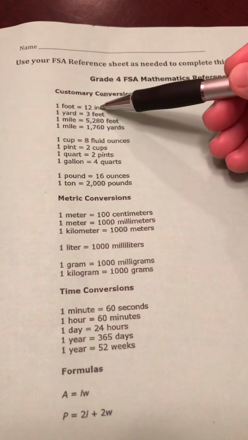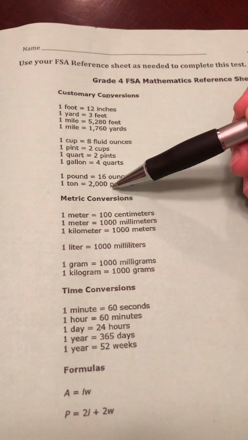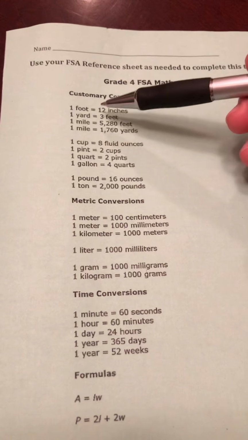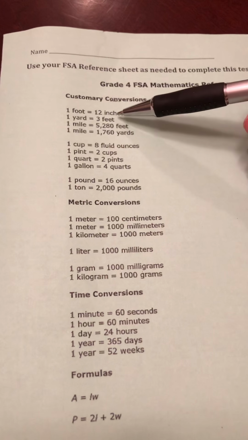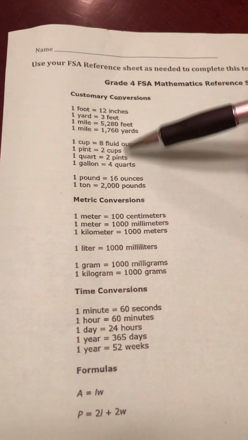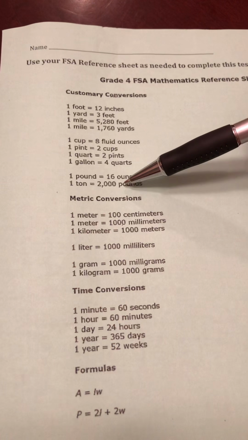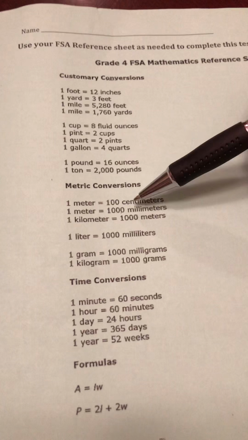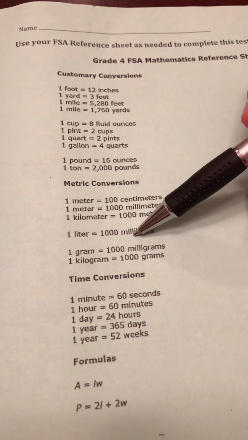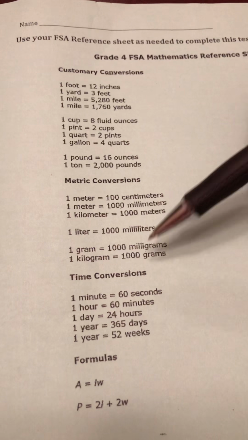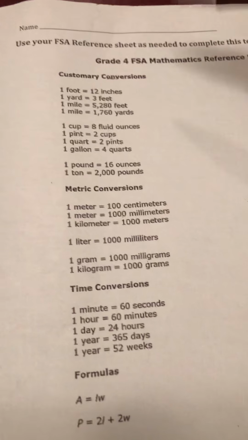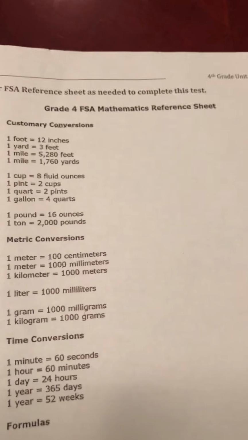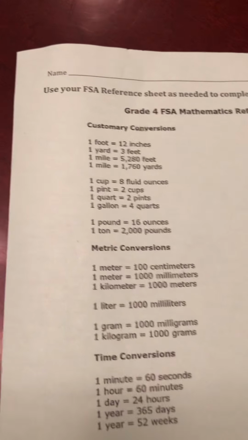So here we've listed the customary conversions students are expected to be able to work with. It doesn't say what these go with, so students do have to know that these are your measures for length. This is capacity, and this is weight. On the metric side, again, length, capacity, and weight or mass. Again, not every one of the conversions that they're going to need is on here, but enough are going to be on here that they'll be able to answer this.